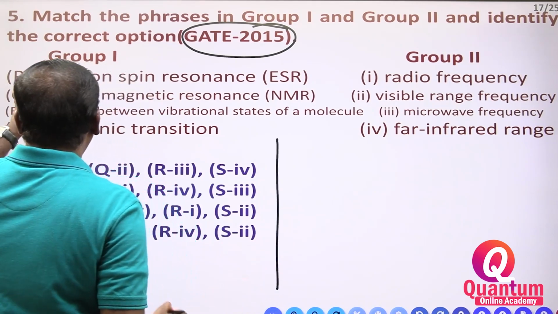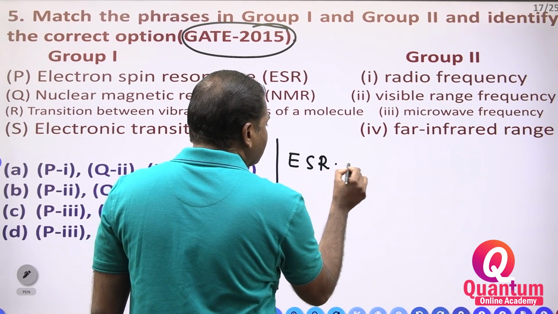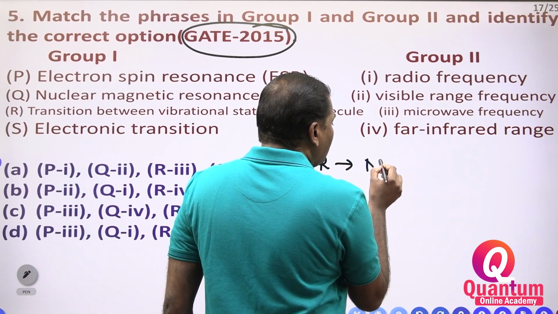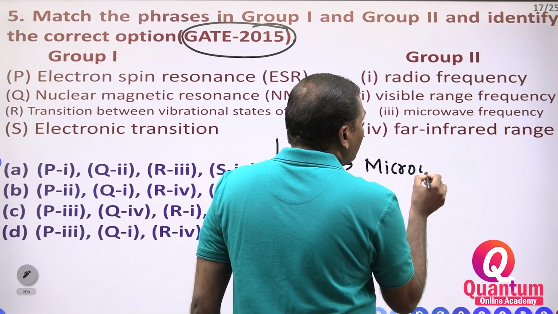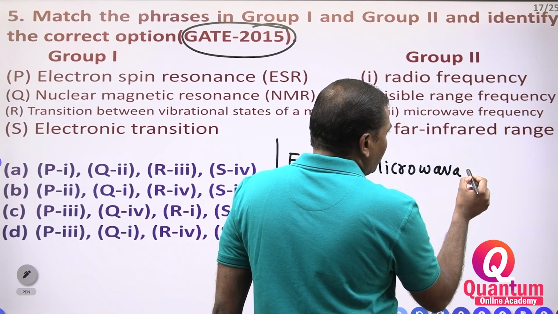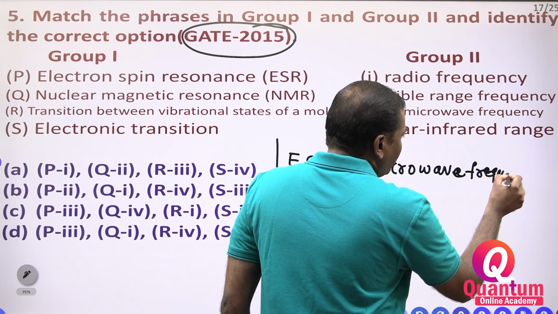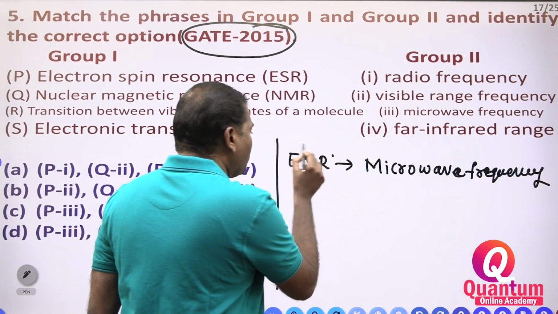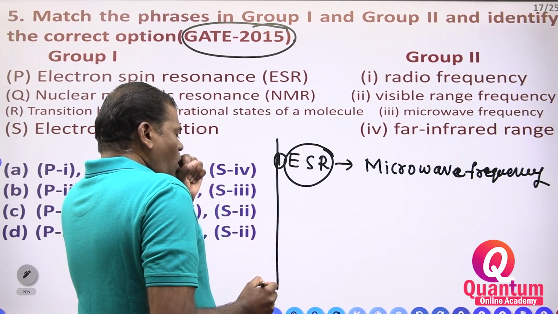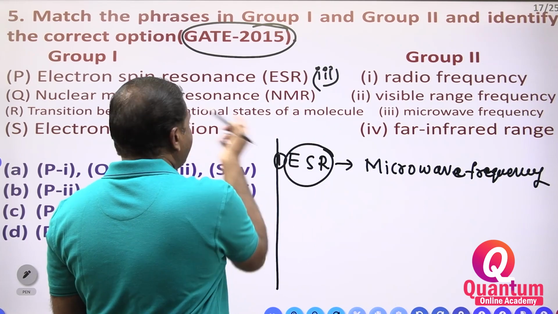Here, electron spin resonance, that is the ESR, is achieved in the microwave range frequency. That frequency we call a microwave frequency. You have to remember this for electron spin resonance. This is the first one. Now you have to see, for the first one, the third option is correct. Clear?